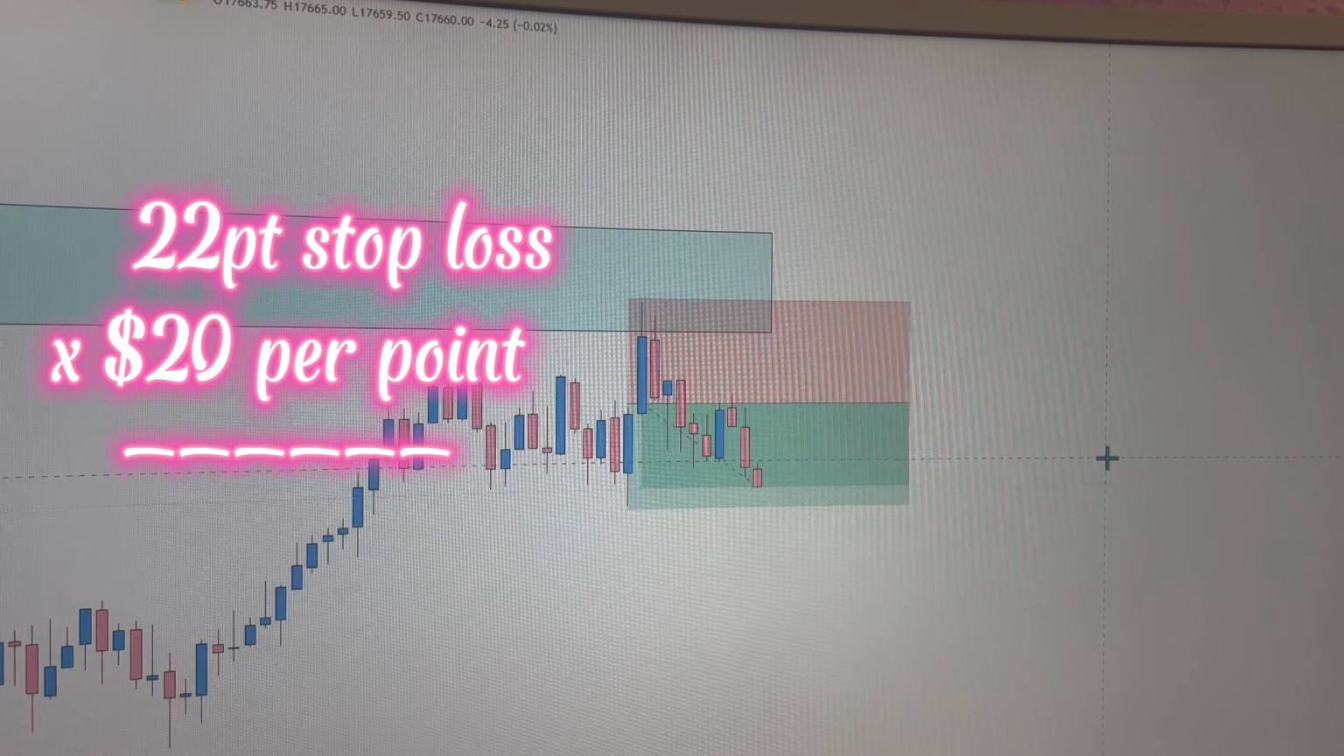Let's use the example we just did. So we have a 22-point stop loss times $20 per point, which equals $440, which is a whole number. I believe you would just move the decimal one time to the left for the micro. So if you're trading MNQ, then you will be risking $44 instead of $440. I think that's how that works.